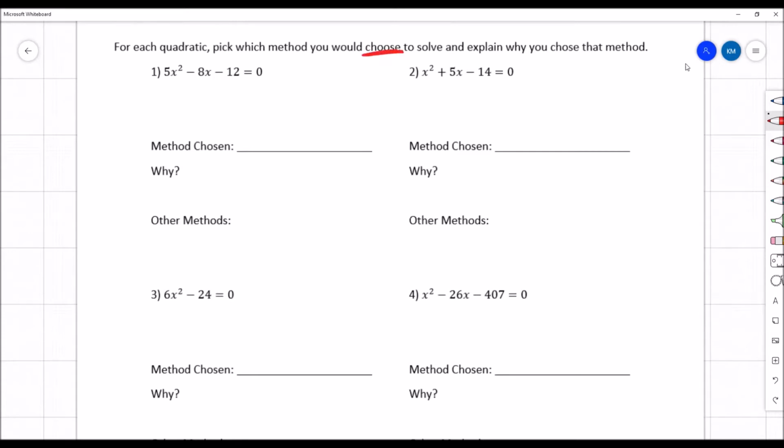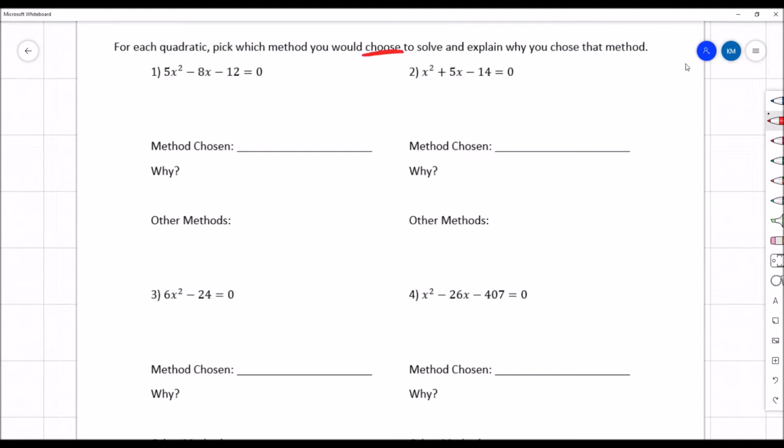Before we start, important: remember, of the first 5 methods, we said we really shouldn't ever choose graphing. It's the longest and the least accurate. So we will not choose graphing. Not that we shouldn't know how to graph and that all these methods are related, but we won't choose it.